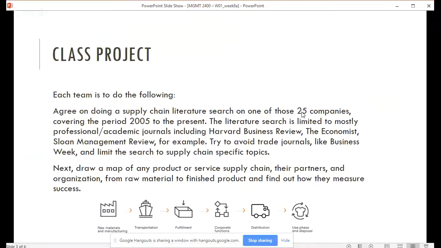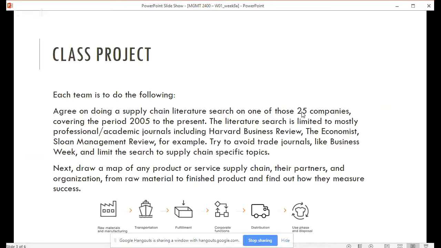You will be asked to analyze available resources. Definitely, you can use Becker Library, and articles can be found in different journals like Harvard Business Review, The Economist, Sloan Management Review, for example. And it is strongly advised to avoid really very commercial journals like Business Week, for example.